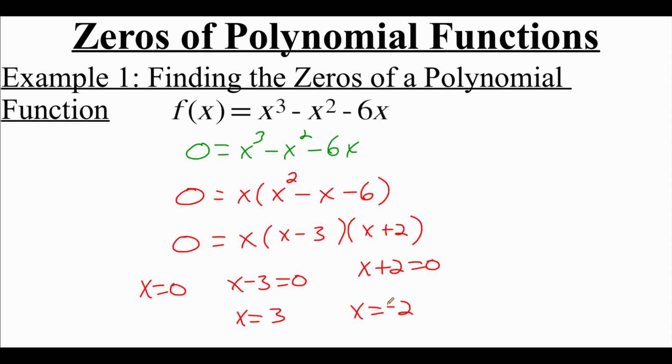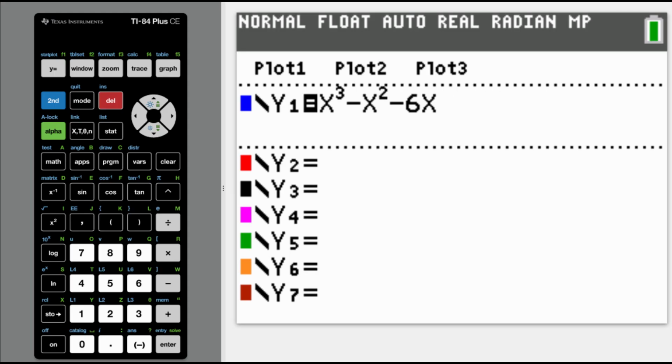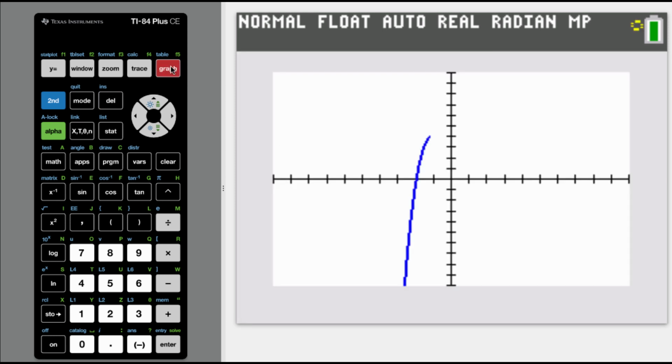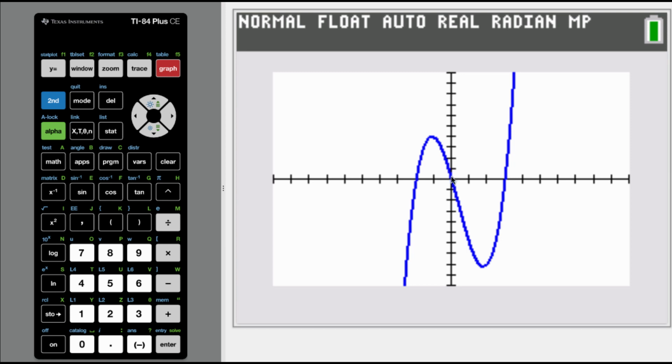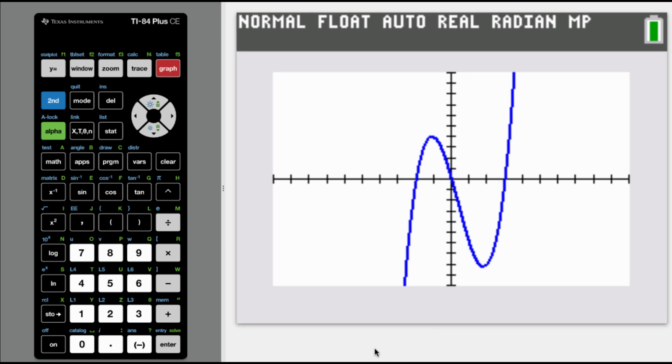I'm going to graph this out on my calculator just to confirm my answers. So I've got my function typed into my calculator. When I hit graph, I can see that my graph is touching the x-axis at negative 2, at 0, and at 3, just like we said it was going to.